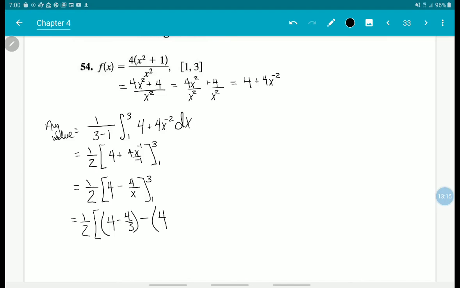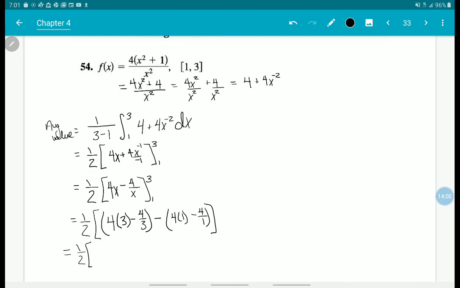Okay, hold on a minute. When we integrate this, this is a 4 plus 4x to the negative 2. When we integrate 4, don't forget we're going to have a 4x. Be careful on that. So I'm going back in and correcting that. So this would be a 4x minus 4 over x. So then when we substitute that 3 in, it's going to be 4 times 3 minus 4 over 3. Subtract. And then it's going to be 4 times 1 minus 4 over 1. Be careful with your integrations.